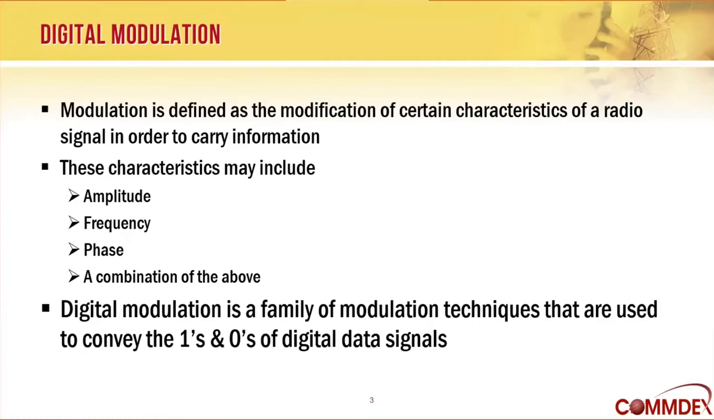And what are the characteristics we can modify? Well, we can modify the amplitude. That's called amplitude modulation. We can modulate the frequency. That's called frequency modulation. We can modulate the phase. That's called phase modulation. Or we can combine two or more of the above to have multi-level type modulation. We'll talk about that. But digital modulation is the modulation that specifically deals with techniques to convey the ones and zeros of digital data.